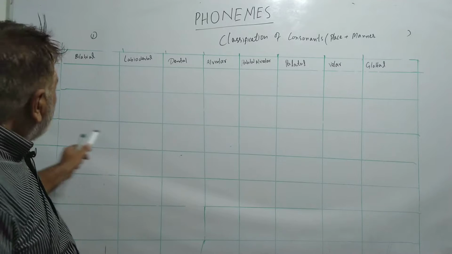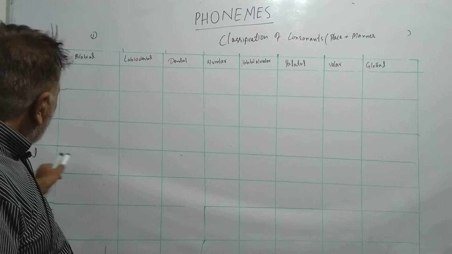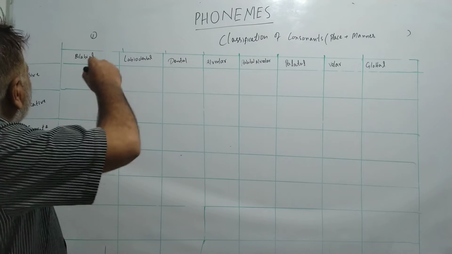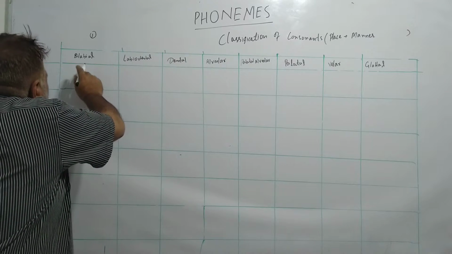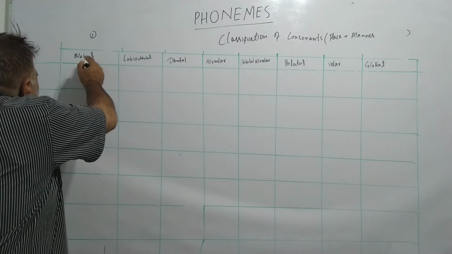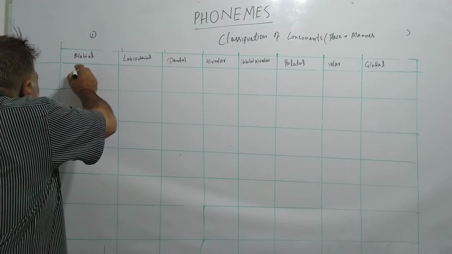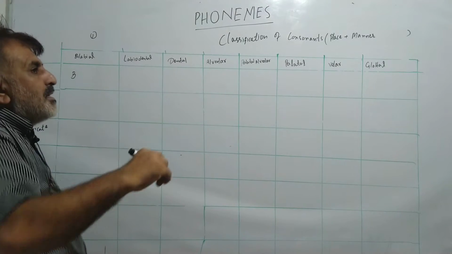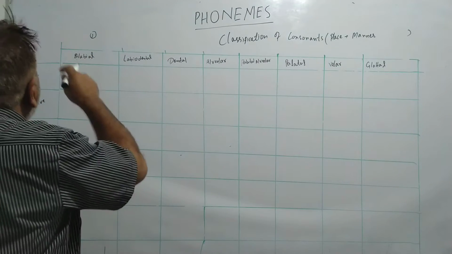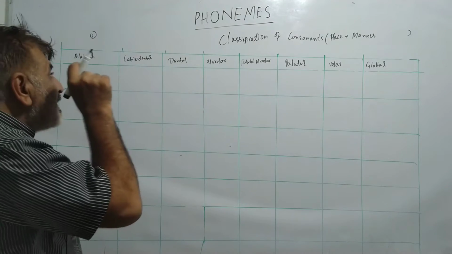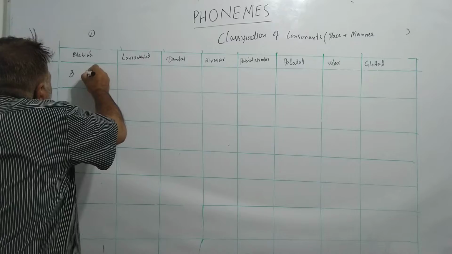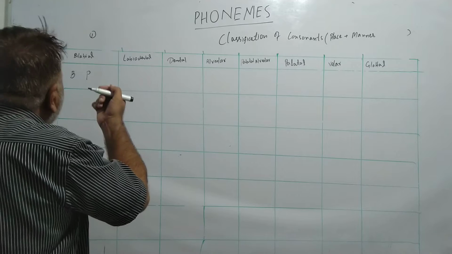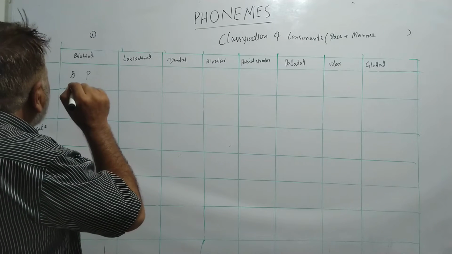If this is nasal, I should put the sound here. So this is important. Look here, which one is bilabial? We have here ba. Ba is bilabial and plosive. Then pa is both plosive and bilabial, right?